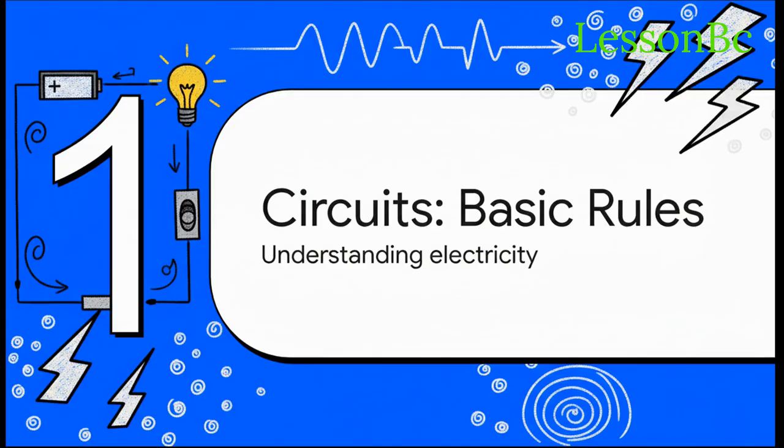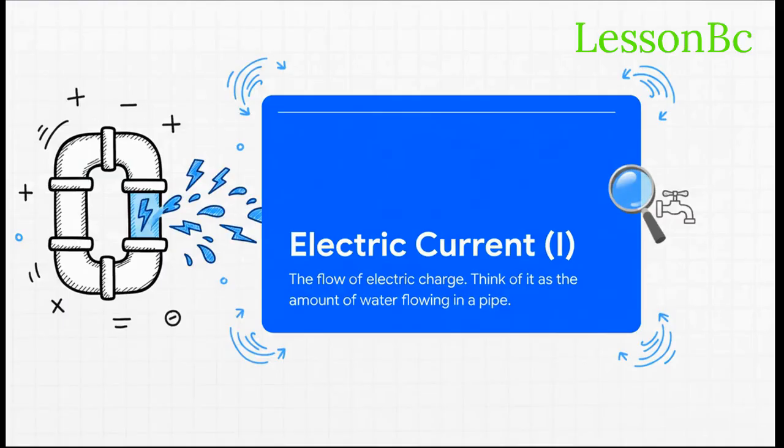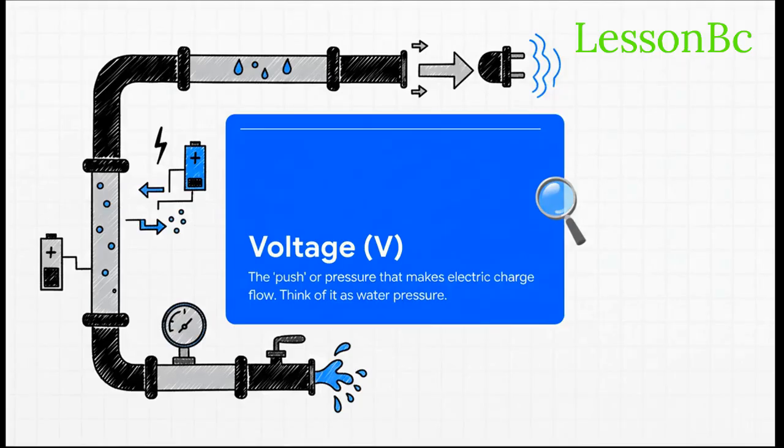Before we can understand the different types of circuits, we've got to learn to speak the language of electricity. First up, we have electric current, which we usually just write as the letter I. All it is really is the flow of electric charge. The best way to picture it? Imagine water flowing through a pipe. The more water moving past a point each second, the higher the current. Simple as that. But what makes that current flow in the first place?